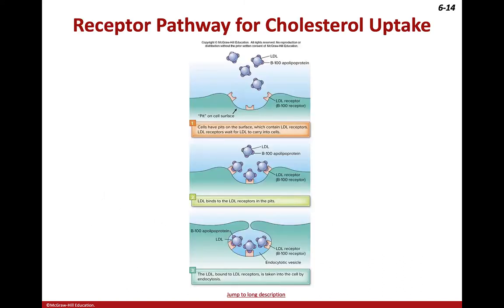Now here, if we look at the actual receptor pathway, we can see a couple of things that are going on here. So we see that beta 100 receptor, and we can see the LDL. And notice there's the appropriate lipoprotein to bind to the receptor. So these cells have these pits on the surfaces where the receptors can actually interact with the LDL, and then that actually allows it to be carried into the cell.